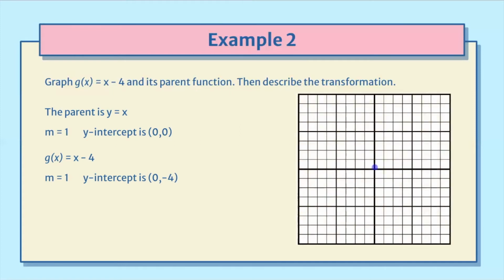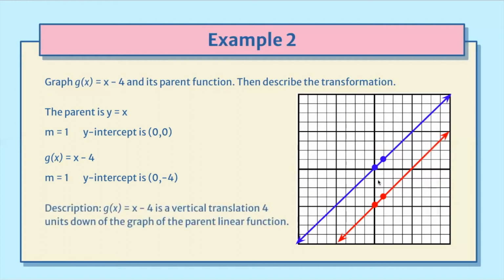We're going to start with the parent function. We only really need 2 points to graph. We start with the y-intercept at (0, 0), and then we go up 1 over 1 since that's the slope, and we get this line here. For g of x, we're going to go 4 units down, and then do the same, up 1 over 1 with the slope, and then graph the function. Looking at the two lines, we can tell that g of x is a translation down of the graph of the parent function. So that's what we're going to say.